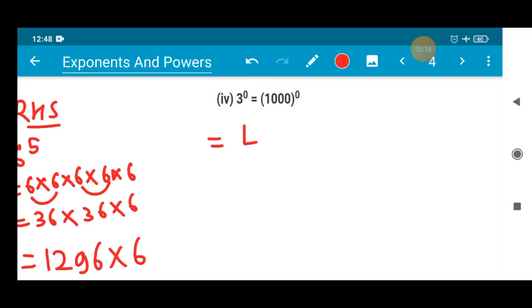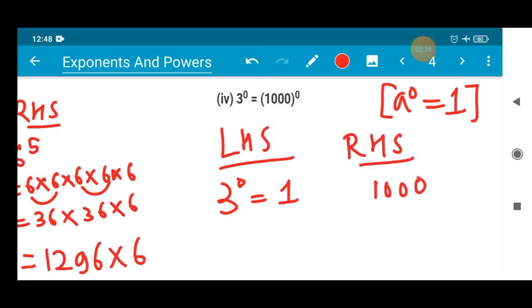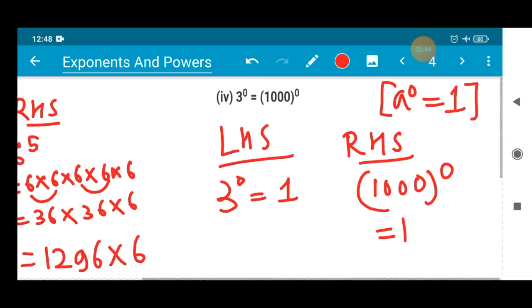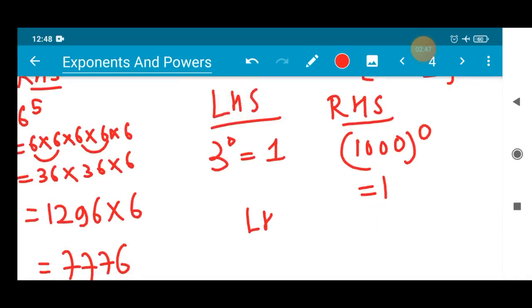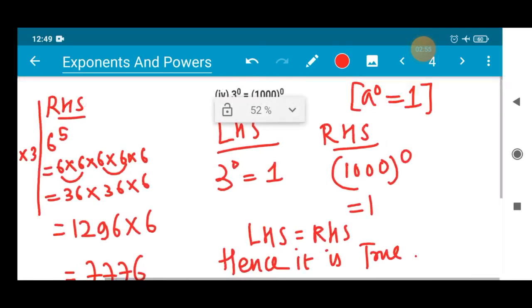3 to the power 0. First of all for LHS, and then we will go for RHS. LHS is 3 to the power 0, which means it is 1. That means any base having an exponent 0 will be considered as 1, right? We got the value 1. For RHS, 1000 to the power 0. Any base, suppose even in crores, but the exponent 0, then the value will be 1. So LHS and RHS are matching here, right? LHS is equal to RHS, hence it is true, as they are matching.